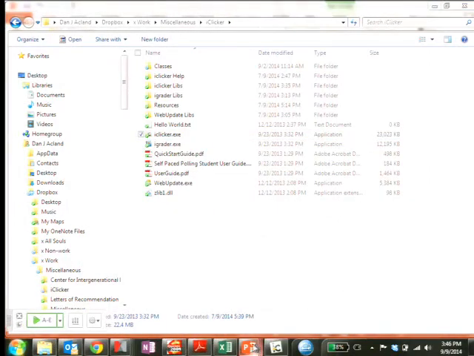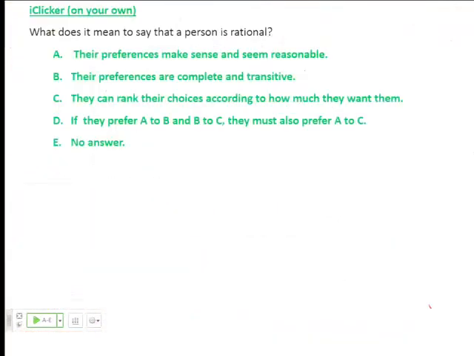Okay, and we're back. All right, so here we are. The question is, for $64,000, what does it mean to say that a person is rational? To an economist, what does it mean to us as economists to say that a person is rational?